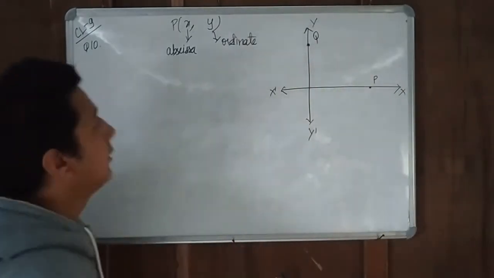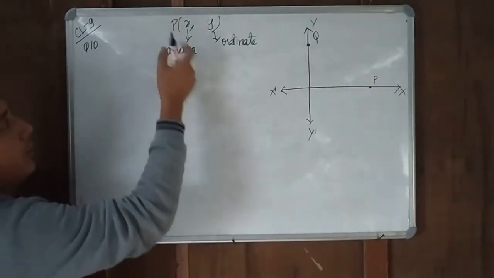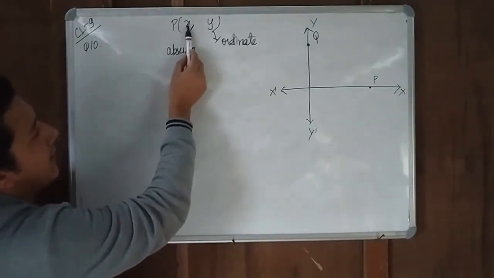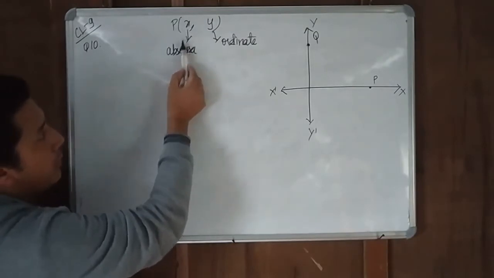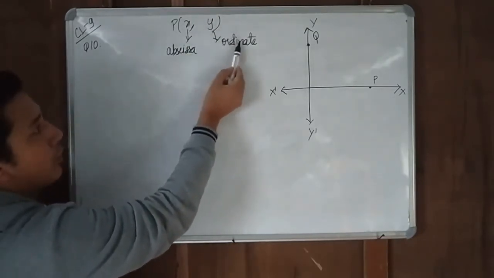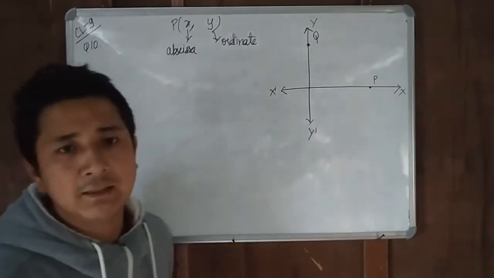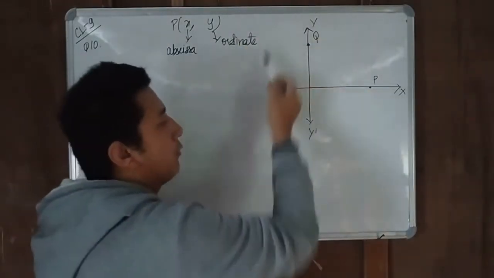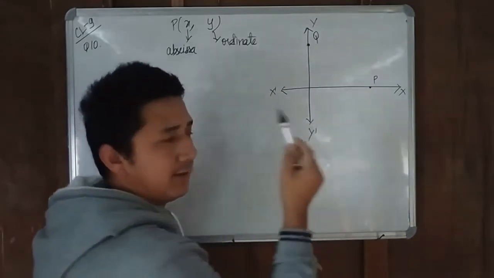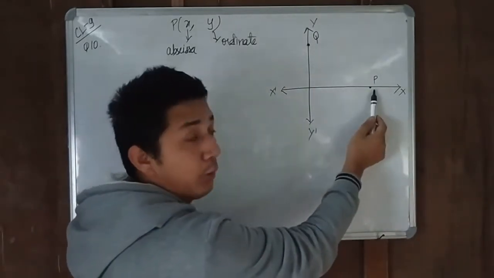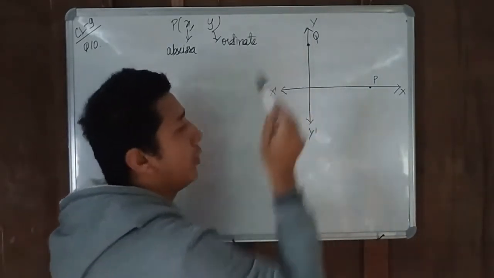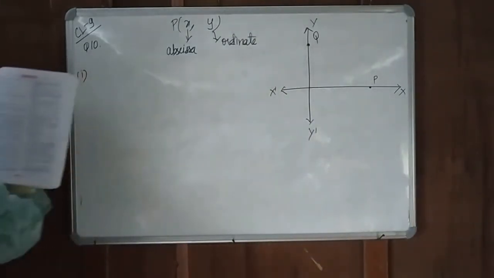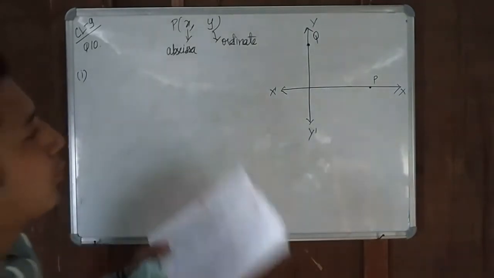Now, when I talk about coordinates, any point, for example, I am taking P out here. If P has coordinates x, y, then the first one is called abscissa and the second one is called the ordinate. The first one is abscissa, second one is ordinate. Now come back to the question. On x-axis there is point P, on y-axis there is point Q. The question is asking you, number one, write the ordinate of point P.